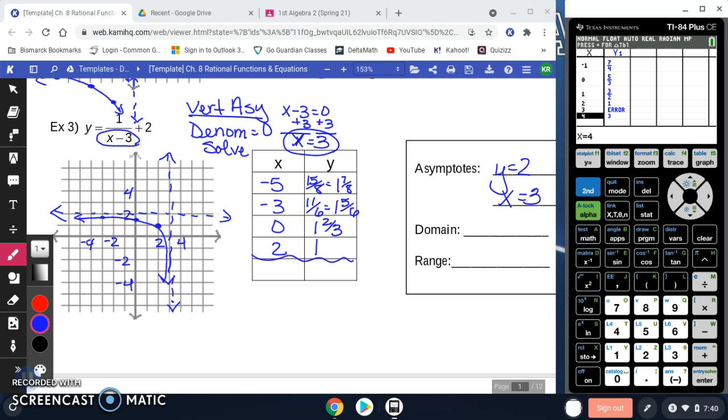Okay, so then on the other side of your asymptote, we have 4 is 3, 6 is 7/3, which would be 2 1/3. So let's plot those. 4 is 3, 6 is 2 1/3, so you know it's coming down. So kind of same thing. There you go. Domain, real numbers not equal to 3. Range, real numbers not equal to 2.